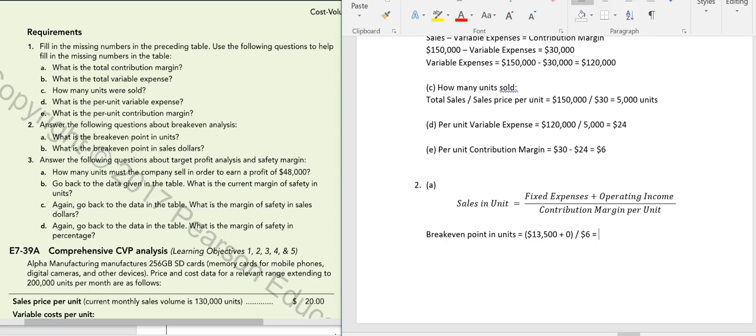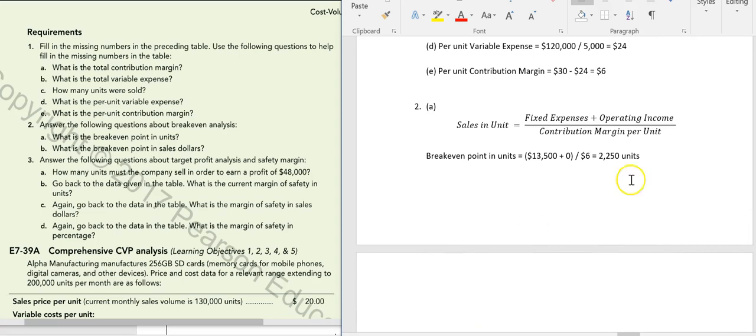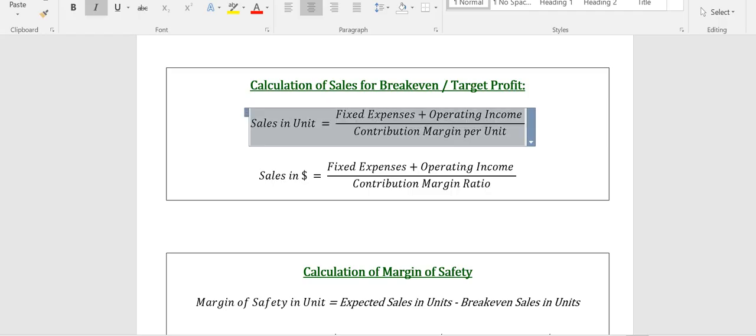So I'm taking my calculator. You please do with me 13,500 divided by 6. And I found the break-even point in units is 2,250 units. Remember, this answer is in units. Now let's do the break-even point in dollar sales. We now will use our second formula. It's the same formula, but instead of using contribution margin per unit as the denominator, we will use contribution margin ratio.